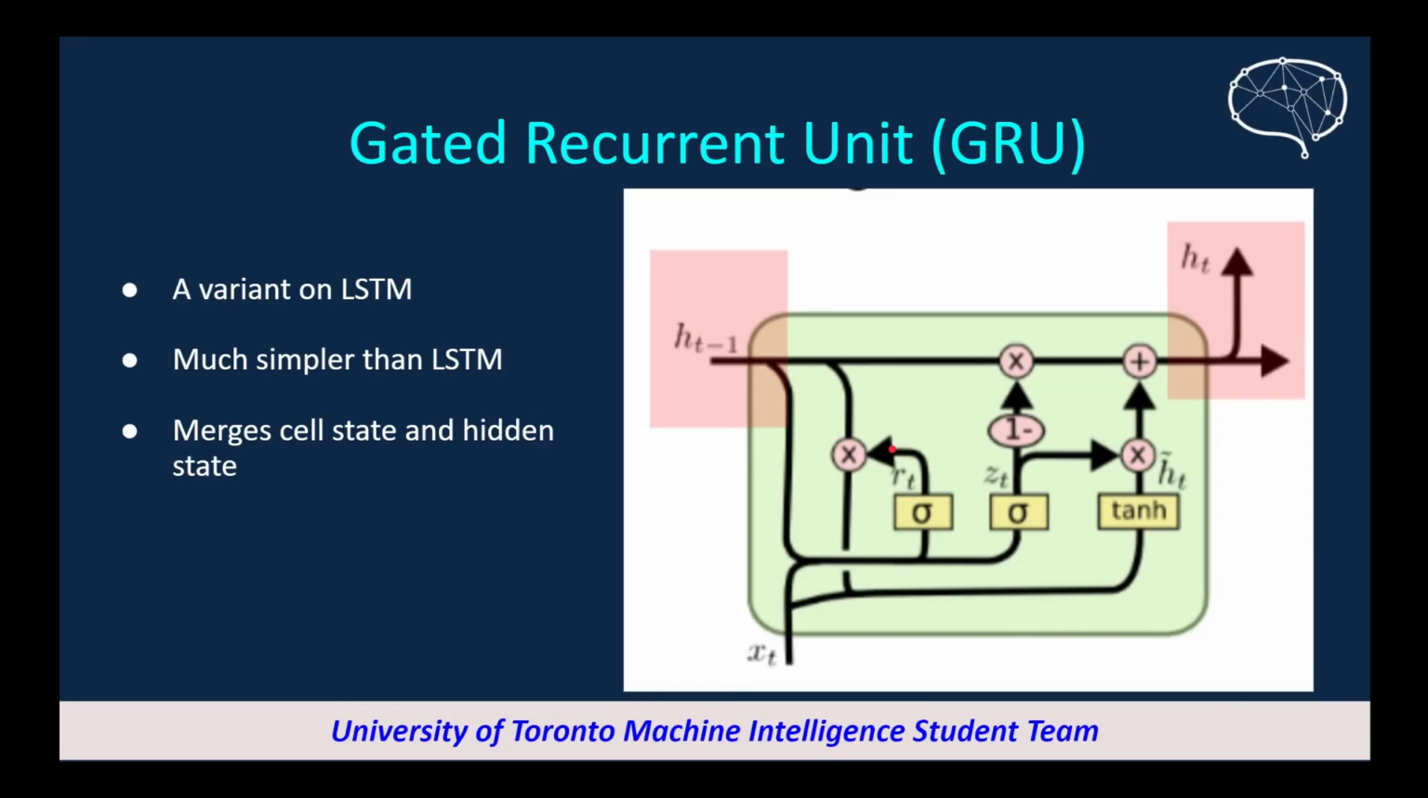There is also a unit called the gated recurrent unit, the GRU. It is a variant on LSTM and is much simpler than LSTM. Again, this is a diagram. It also has some gates, but it's simpler in structure. It merges cell state and hidden state. So it's a simpler version of LSTM.